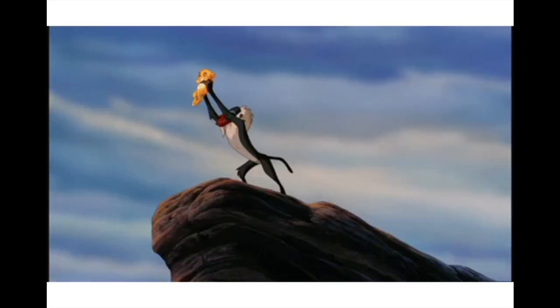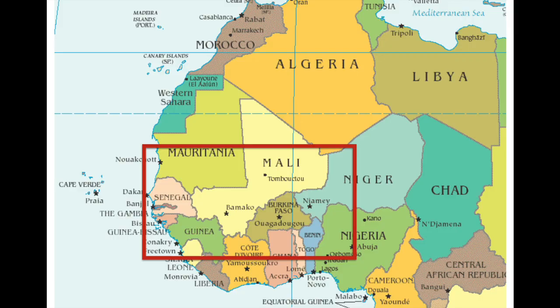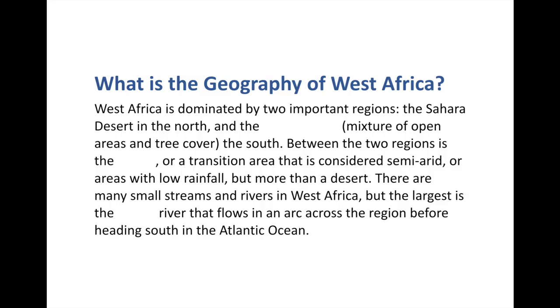Africa is a really big continent. In fact, we're only going to zoom in on this little area in red. This is in West Africa. We're going to talk about the geography real quick, and then go into the Ghana Empire. Whenever we talk about West Africa, we have to talk about 2 very important geographic regions. The first is the Sahara Desert in the north and the savannas in the south.